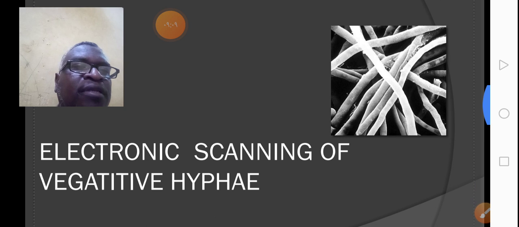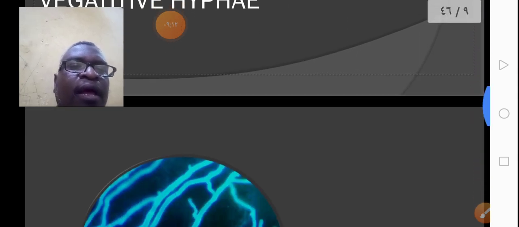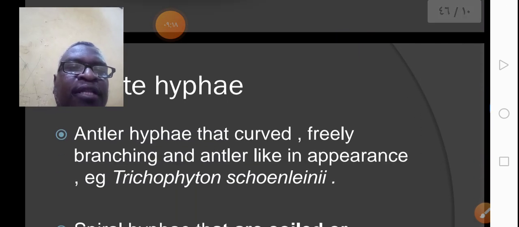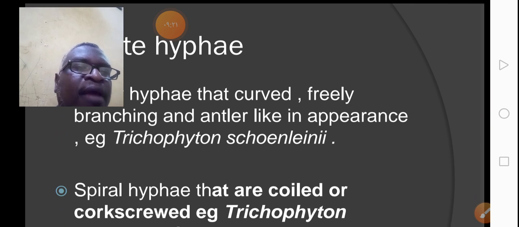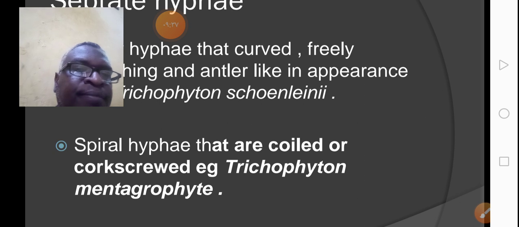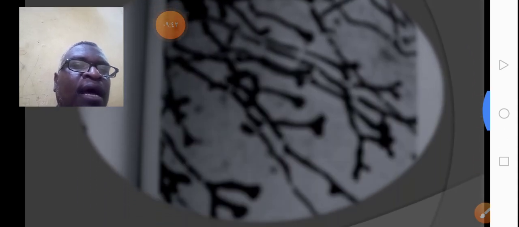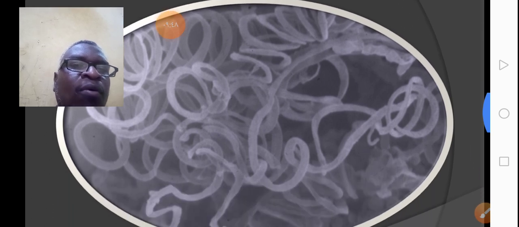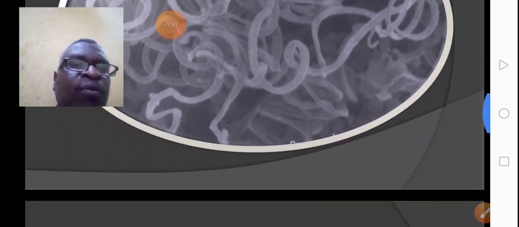As you see in this electron scanning of hyphae, vegetative hyphae, we see septate hyphae branches in this picture. And we also have septate antler hyphae, freely branching, antler-like in appearance, like Trichophyton schoenleinii, which leads to permanent alopecia in our hair if the person does not treat it when he is a child. Spiral hyphae are always coiled or screwed, like Trichophyton mentagrophytes. These are antler hyphae, as you see in this part of the picture, and these are what we call spiral hyphae, screw-like or coiled.